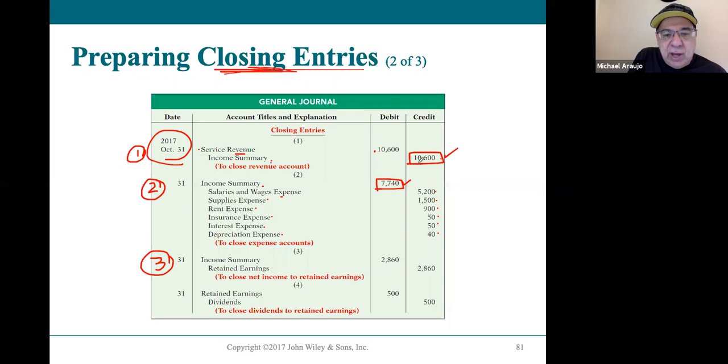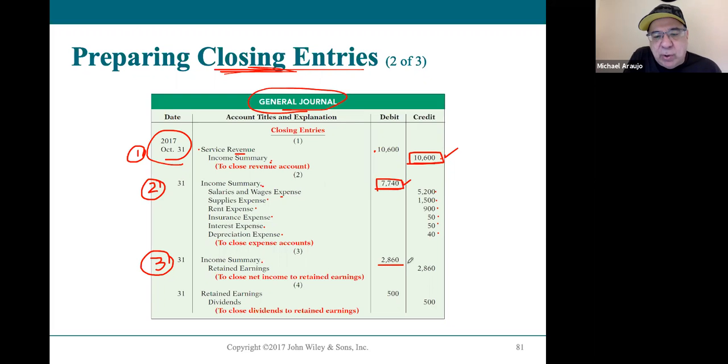Okay. So what's in the income summary account? Well, two things. There's this $10,600 credit sitting in the account, because after this is put into the journal, it would be posted into the ledger for income summary. And this $7,740 is sitting on the debit side. So basically, income summary has a credit of $10,600 and a debit of $7,740. To close income summary means to bring the balance to zero.